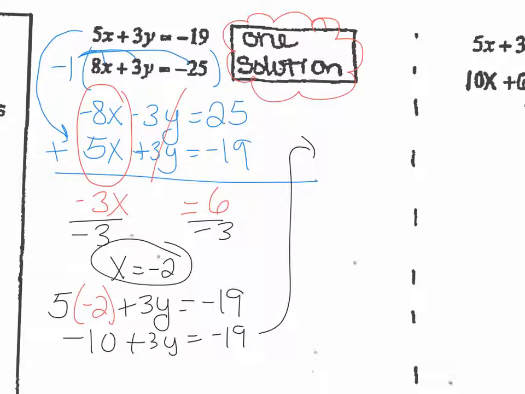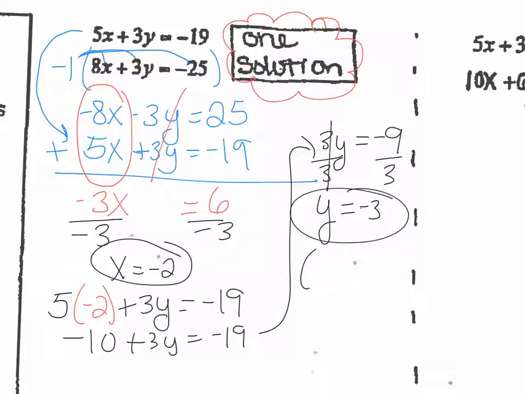And so from here, if I add 10 to both sides, I get 3y is equal to negative 9. And divide away the 3, so y is equal to negative 3. So I found out that these two lines cross at the point negative 2, negative 3, and I did that using elimination.